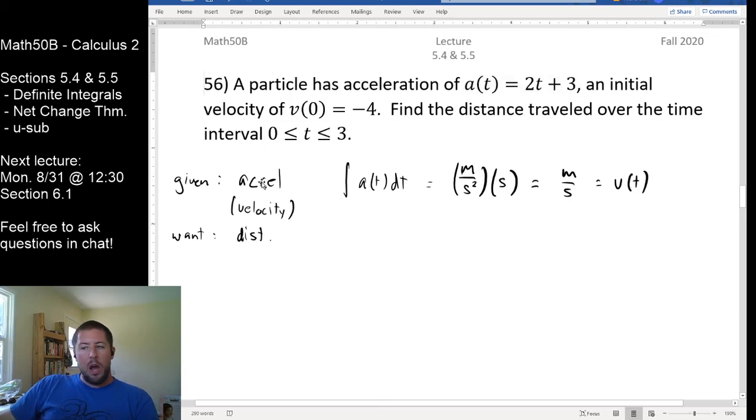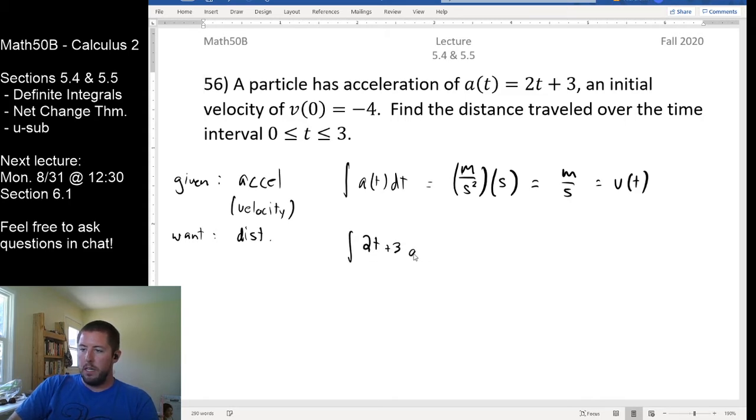So I'm thinking that I want to do some of this because I know I need to work down the list in this direction towards distance stuff. I want to find a distance traveled over a time. That sounds to me like a definite integral. So let's go ahead and see if we can come up with a v of t equation here. So I'm going to integrate a of t. That should be my 2t plus 3 dt.